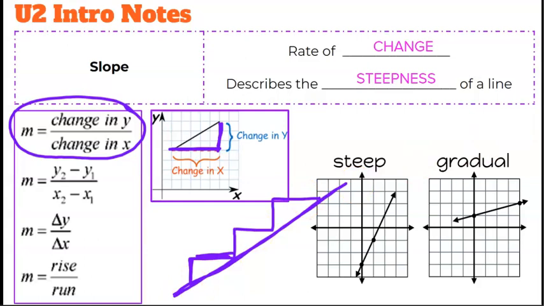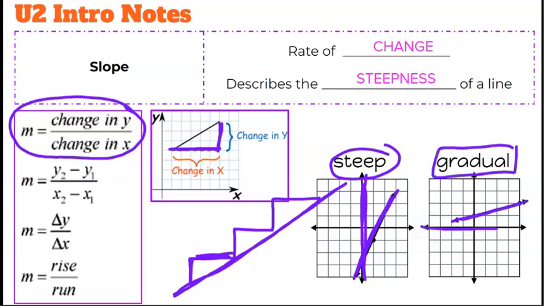Additionally, we have that it's the steepness of a line. So the more vertical a line gets, the steeper it is. So we would call this one steep because it's closer to a vertical line. Here we have a gradual line, so that's closer to horizontal. So it's closer to looking like a horizontal line than it is a vertical line. So we call that more gradual or just less steep. But once it gets closer to looking like a vertical line, then we call that a steep line.